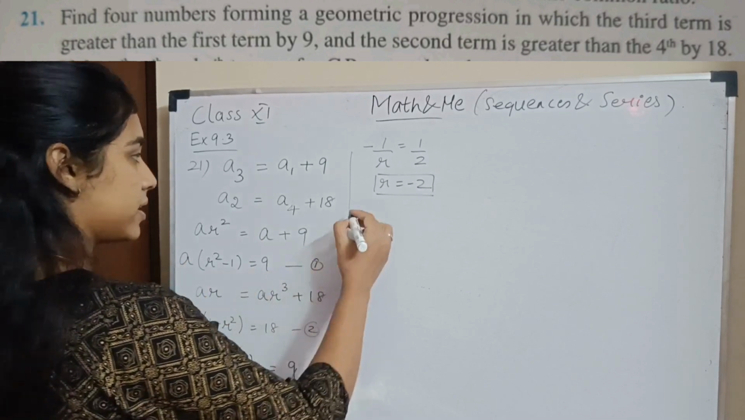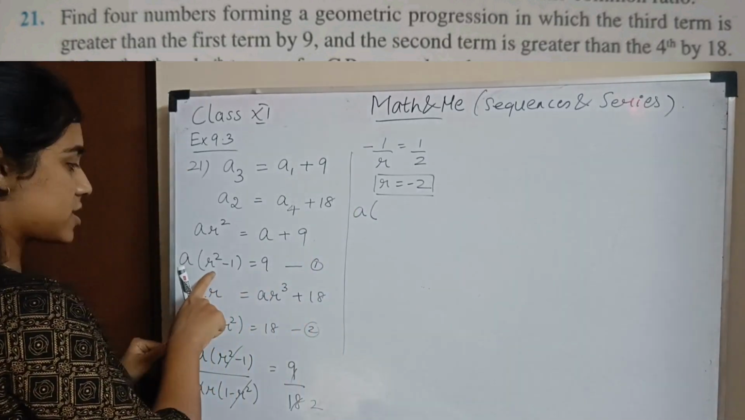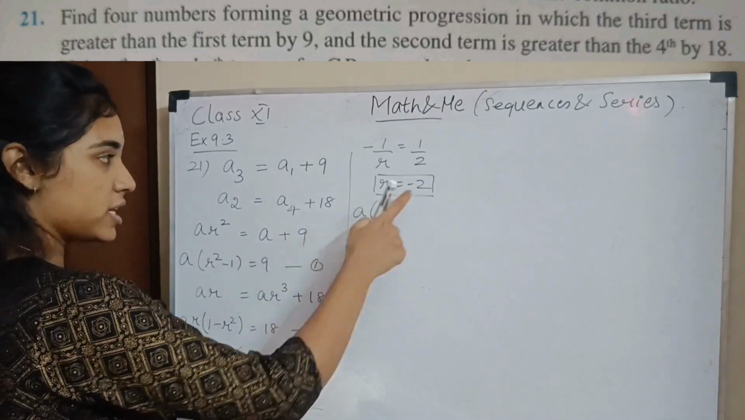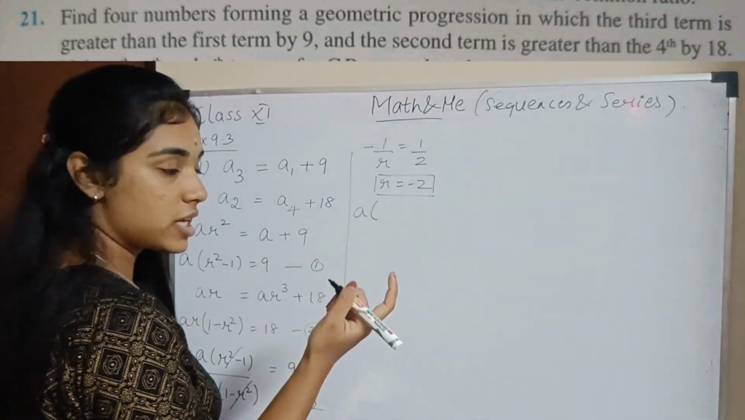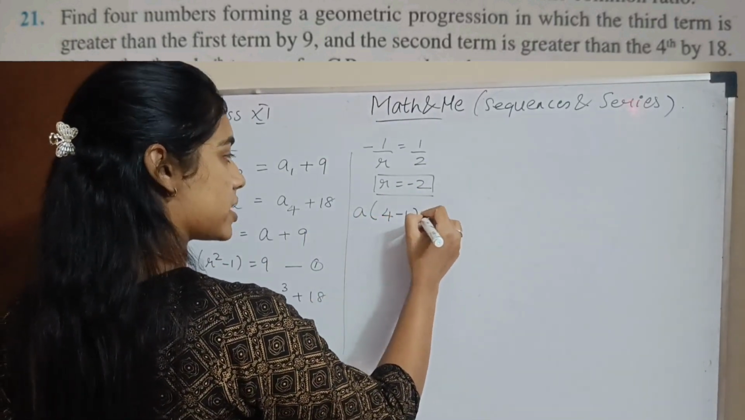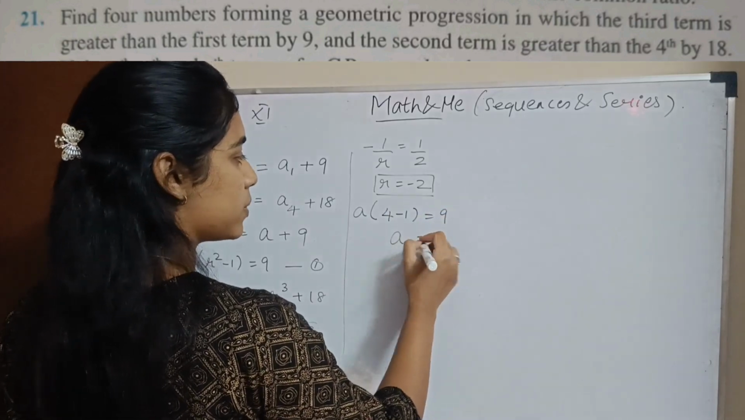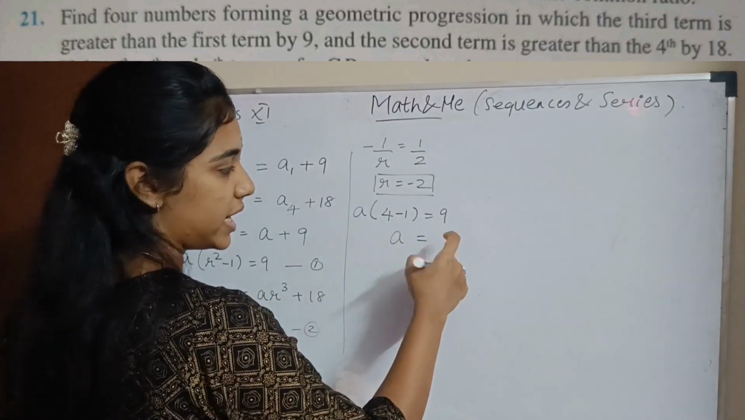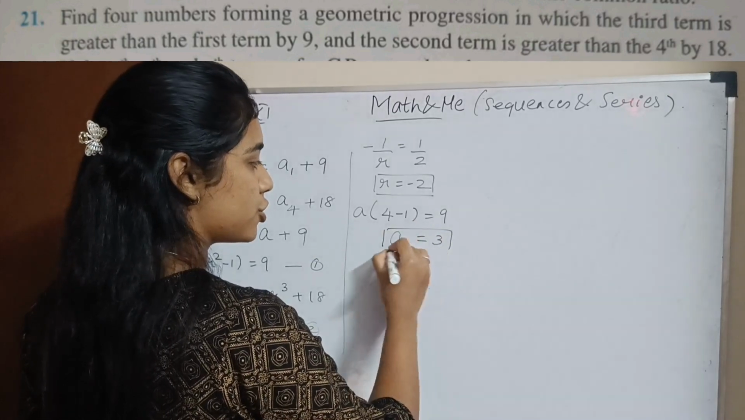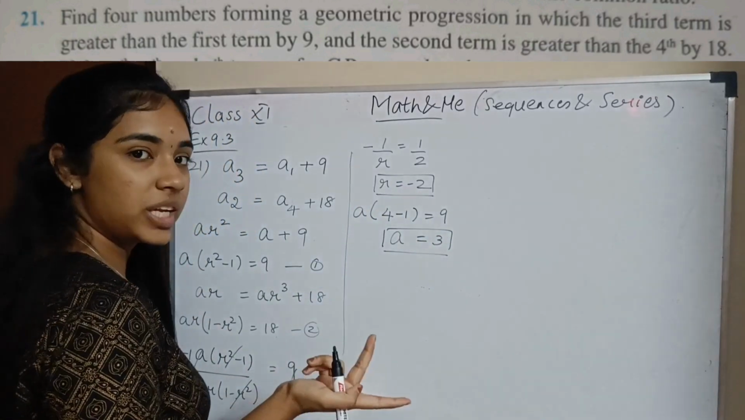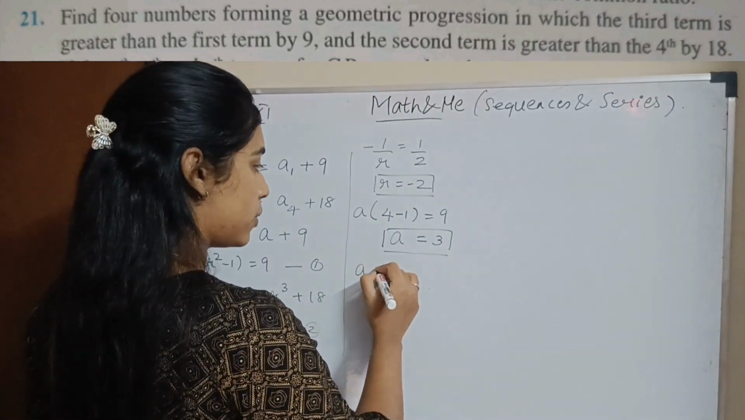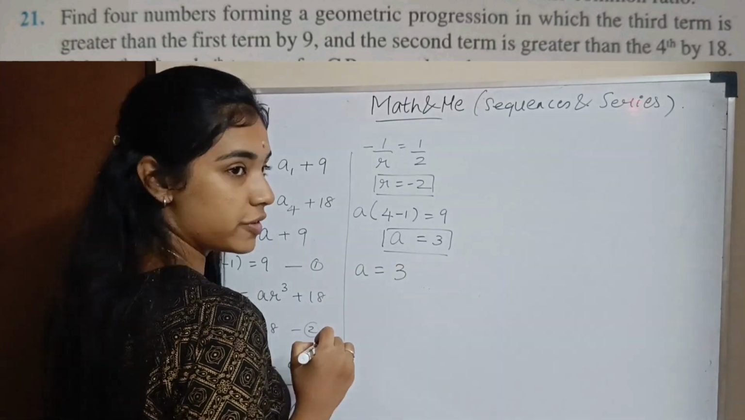So a times (R square minus 1). Minus 2 the whole square, minus into minus is plus. So you have a times (4 minus 1) equals 9. a equals 9 divided by (4 minus 1), that is 3. So you know your a and R. So you can easily find your first 4 terms. What are your first 4 terms?